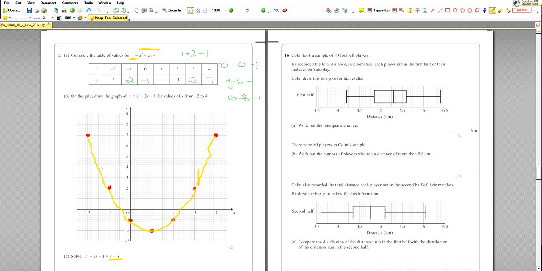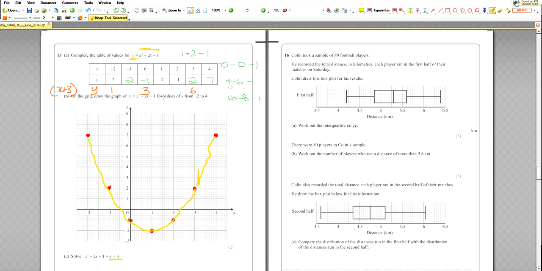Okay, x plus 3. Can somebody tell us some values for x plus 3? Let me change color over here. Now we're going to do the y values for x plus 3. When x is equal to minus 2, what's minus 2 add 3? 1. When x is equal to 0, 0 add 3 is 3. When x is equal to 3, 3 add 3 is 6.